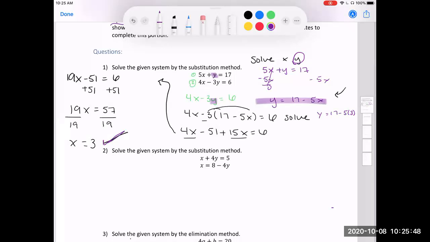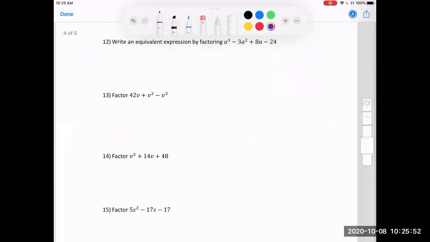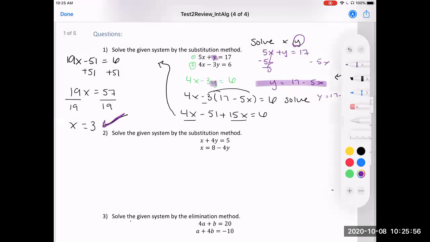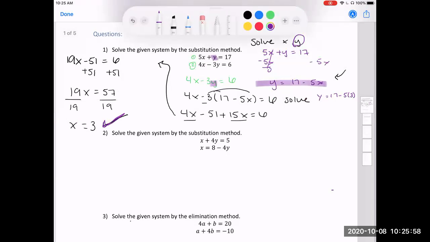That's what we just found, right? That our x is 3. Okay, so we work that out. y is equal to 17 minus 5 times 3, 15. 17 minus 15 gives me 2. So y is equal to 2. So those are our 2 answers.